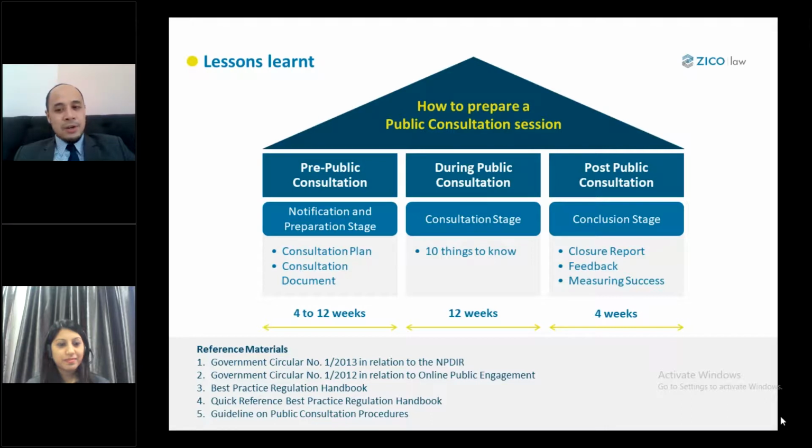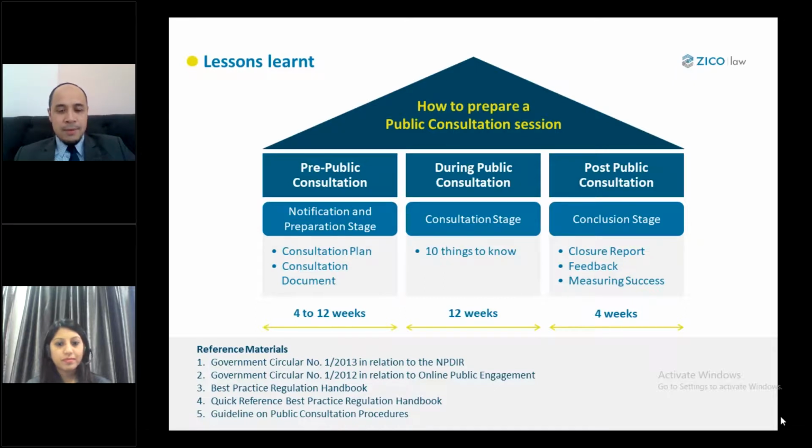Now let's start with the roof at the top, which covers the topic on how to prepare the public consultation session. Then we have the highest level, which are the 3 phases, and then the next level, which are the stages: the notification and preparation stage, the consultation stage, and then the conclusion stage.